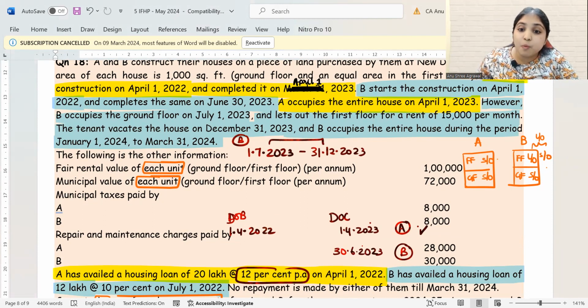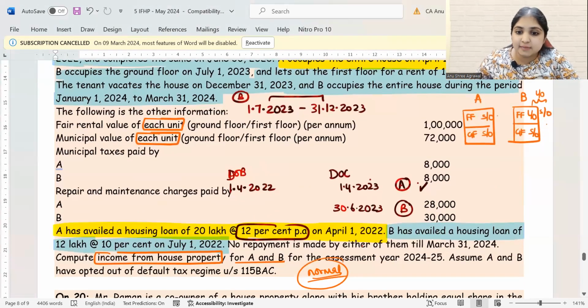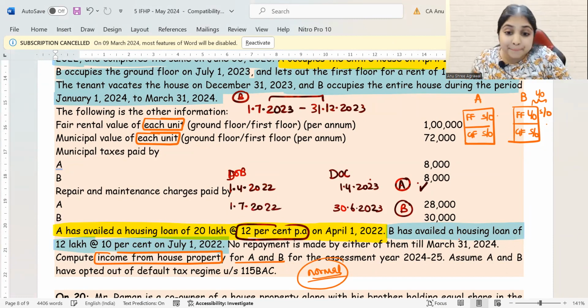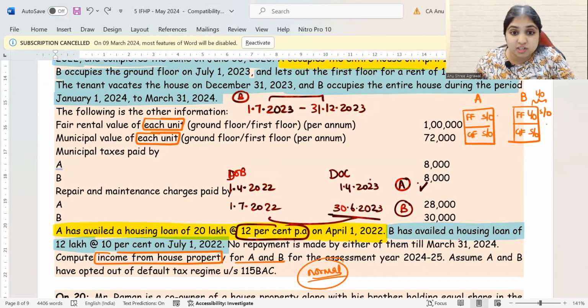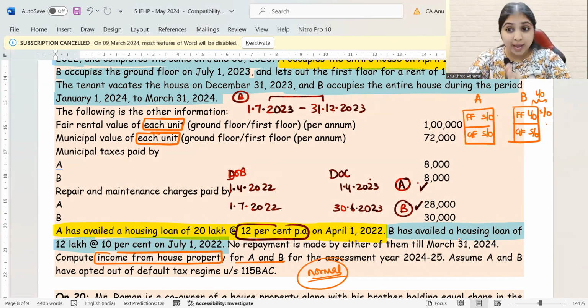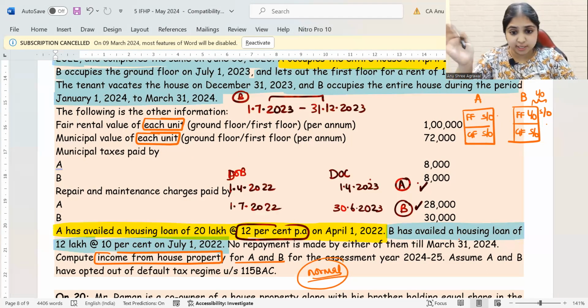And when did Mr. B borrow the loan? What is the date of borrowing? See, it's given to us over here. B availed housing loan 12 lakh 10% on 1st July 2022. So now tell me, pre-construction, before construction, was the loan existing? Yes, even before construction loan was existing. So do we have pre-construction interest? Yes, we have pre-construction interest. Are we clear? How do we identify whether pre-construction interest is there or not? Before construction got completed, before that itself, loan is existing. That itself indicates to us that we have pre-construction interest.